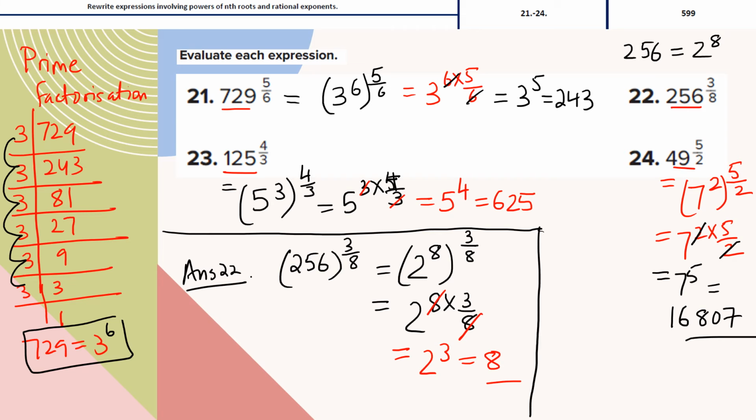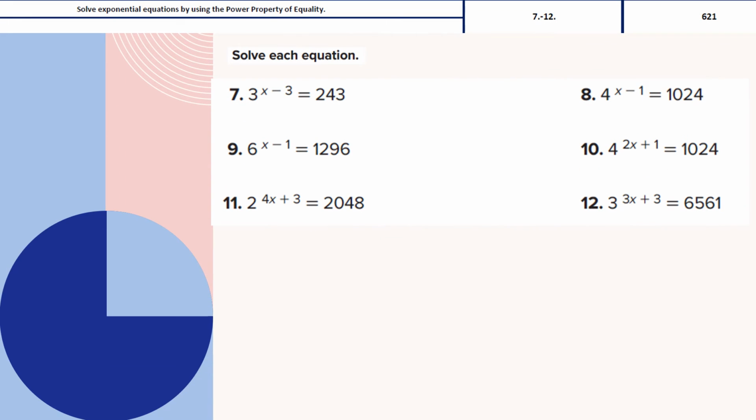So this is how you solve the nth roots and rational exponents. Let's solve the following exponential equations by using the power property of equality, and for doing so we have to again do the prime factorization of these big numbers that you see here. So let's first do the prime factorization of 243, and when you're doing the prime factorization you have to keep looking at the base on the other side.